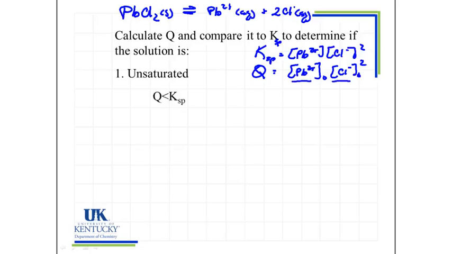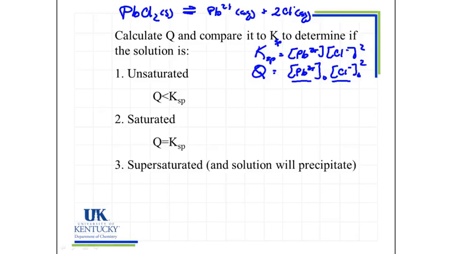So anytime the concentrations you have in solution of the ions of that salt give you a value smaller than KSP, then you have an unsaturated solution. Well, certainly if it's saturated, you're right there at the point where they're equal to each other. When you will get a precipitate to occur is when it's supersaturated. If it's supersaturated, it is going to precipitate out.